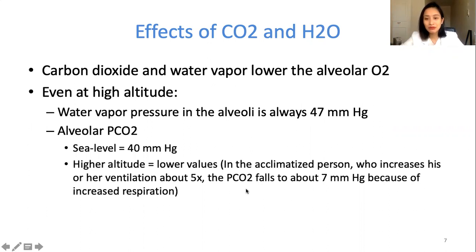So the CO2 is lower, therefore there's less CO2 lowering activity going on in the alveolar O2. Remember, the CO2 and the water vapor lower the alveolar O2. So in an acclimatized person, since there's lower CO2, there's higher alveolar oxygen also.